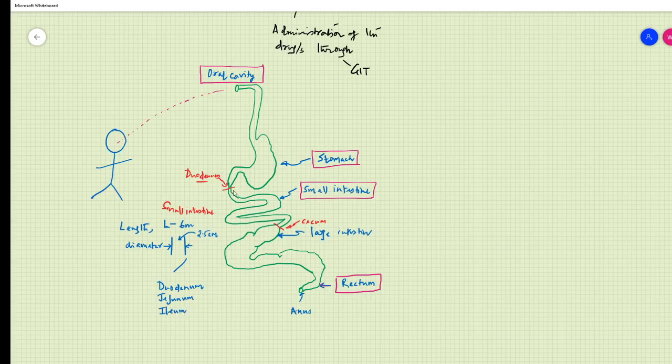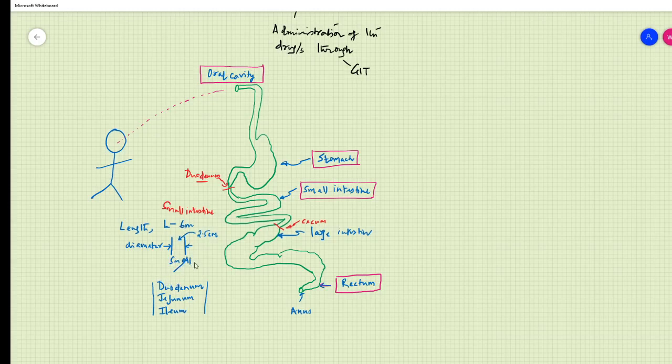Okay, so from the cephalic region to the caudal region, in order, it is the duodenum. First the food from the stomach enters the duodenum, then it passes into the jejunum, and finally the ileum, before the undigested food enters the large intestine. So these are the parts of the small intestine.